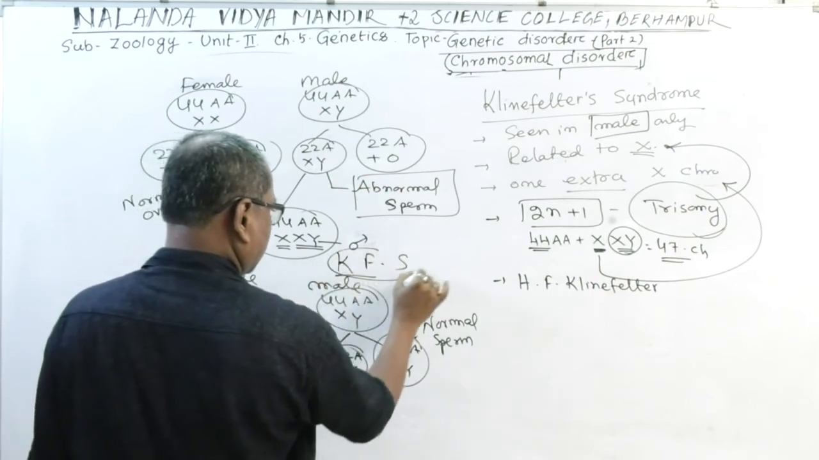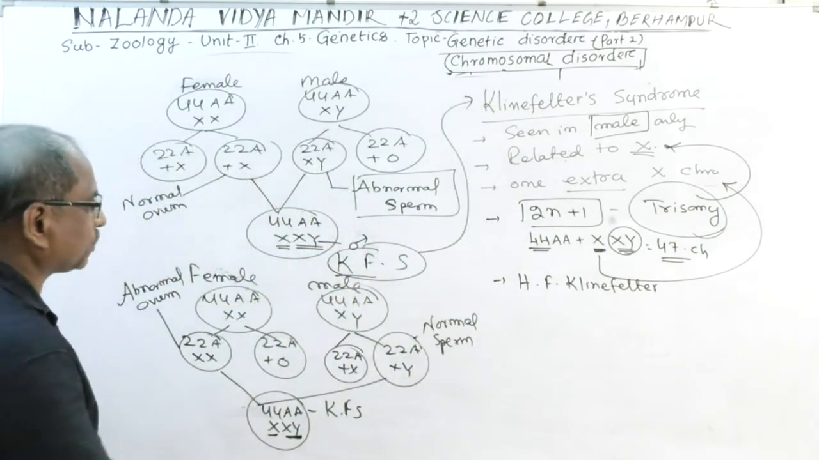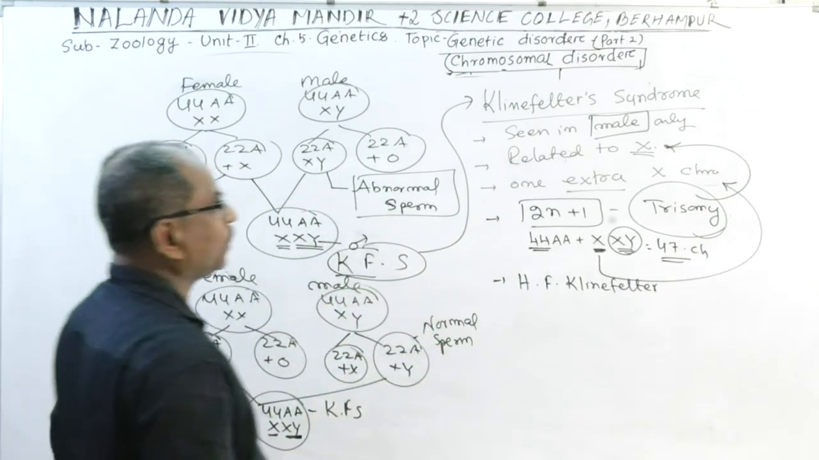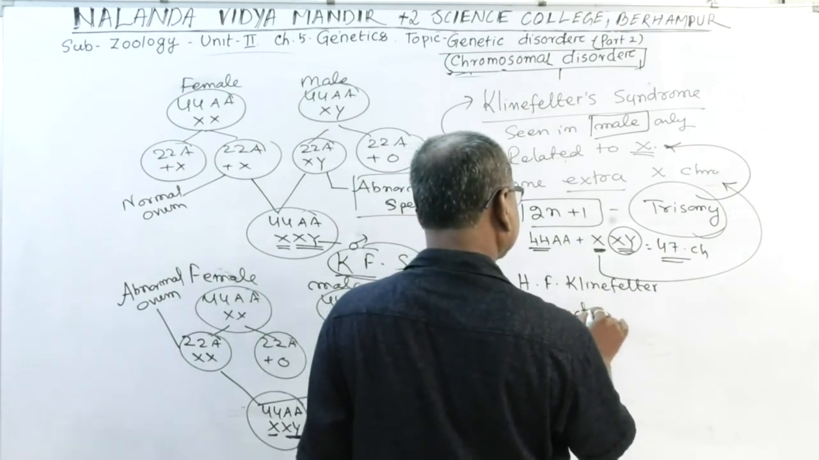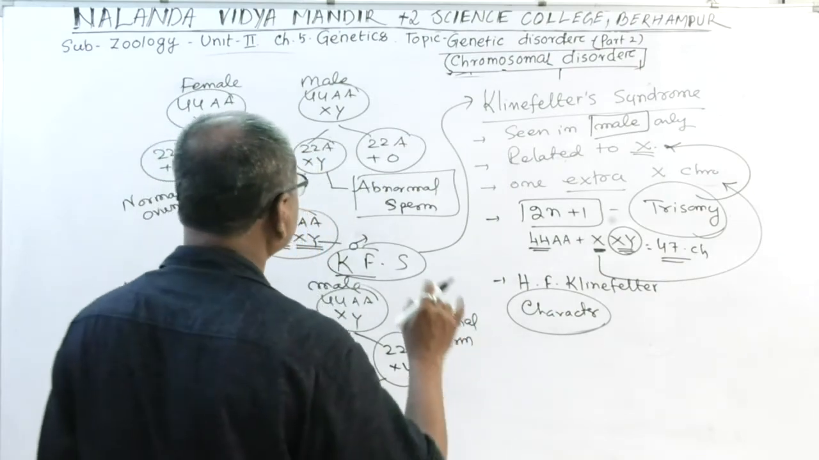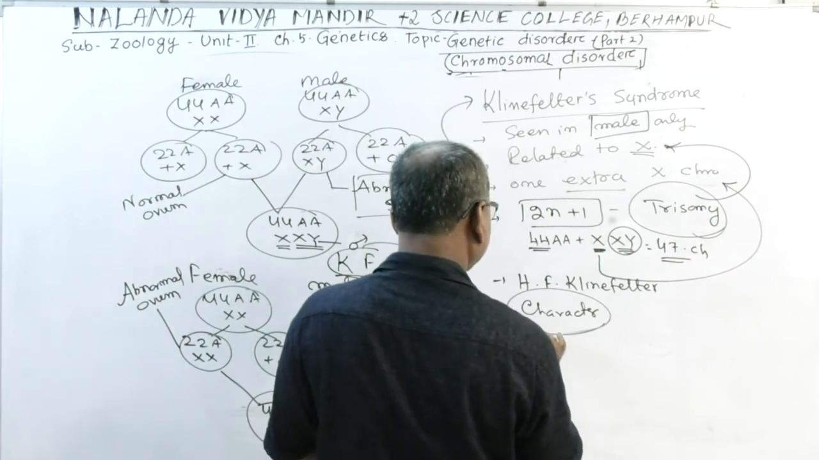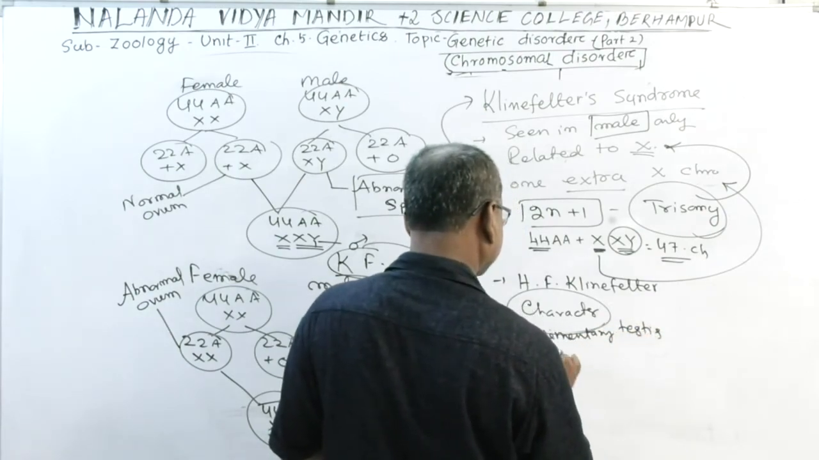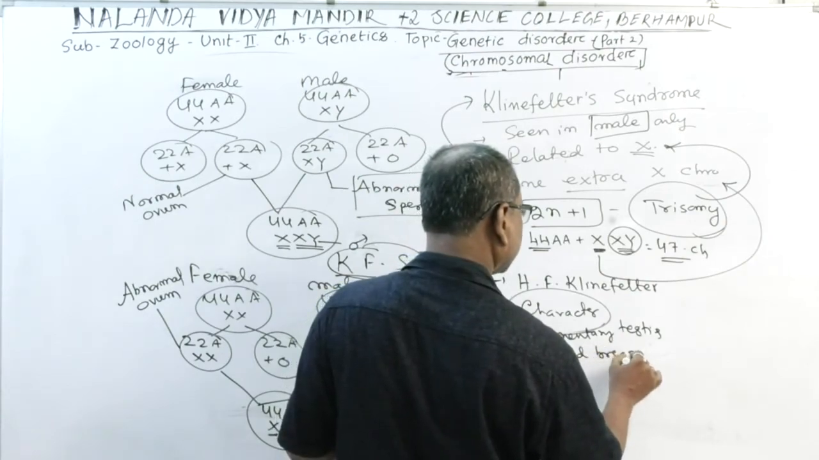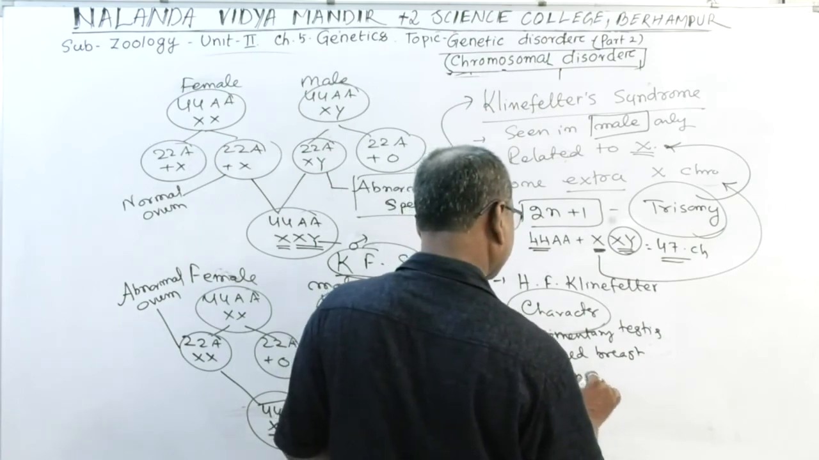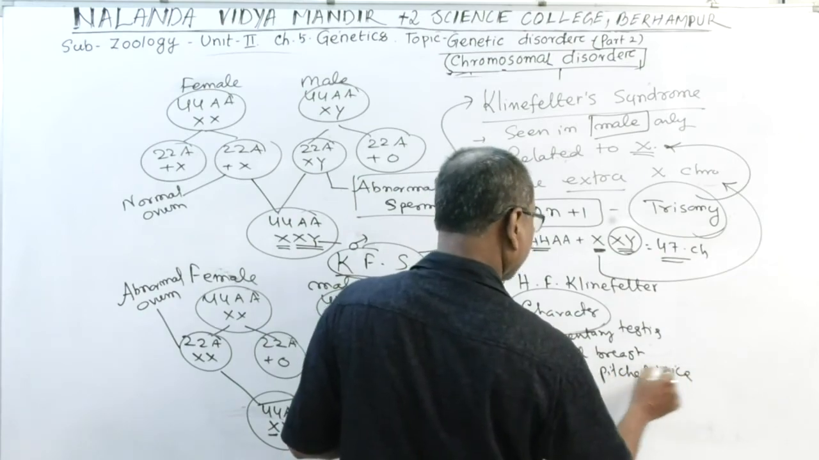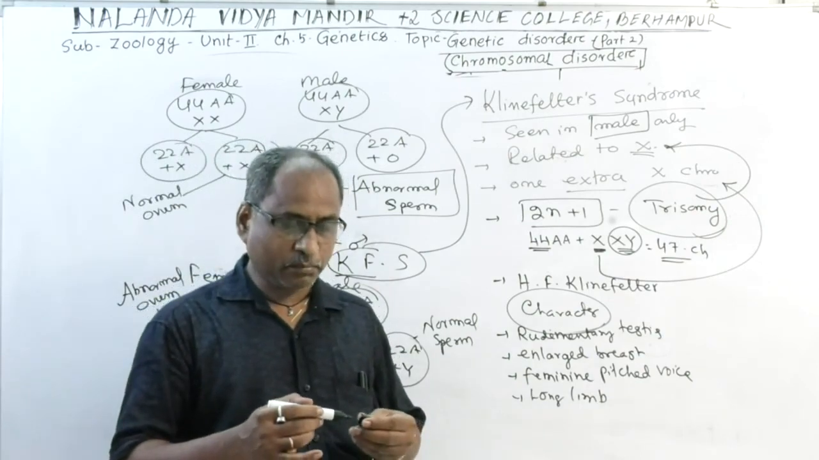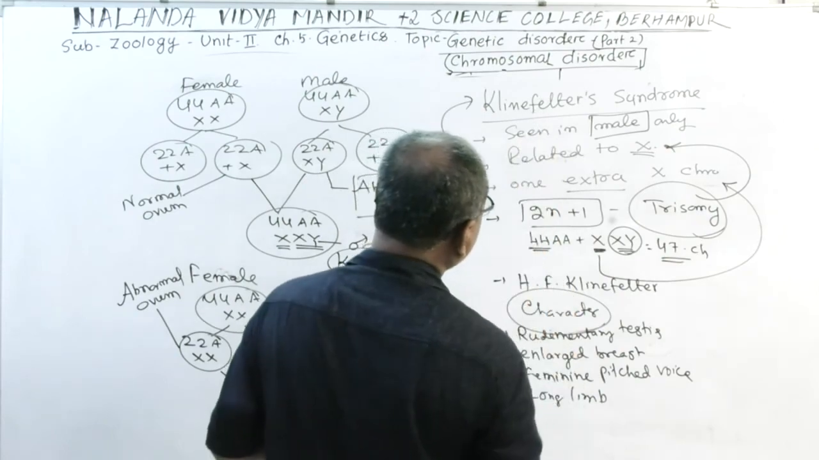Now, Klinefelter syndrome is due to fertilization between an abnormal sperm and normal ovum, or an abnormal ovum with a normal sperm. Then what are the different characters of Klinefelter syndrome? Mostly the male shows female characters. That means rudimentary testes, enlarged breast, feminine pitched voice, and long limbs with poorly developed musculature. These are the characters of Klinefelter syndrome.